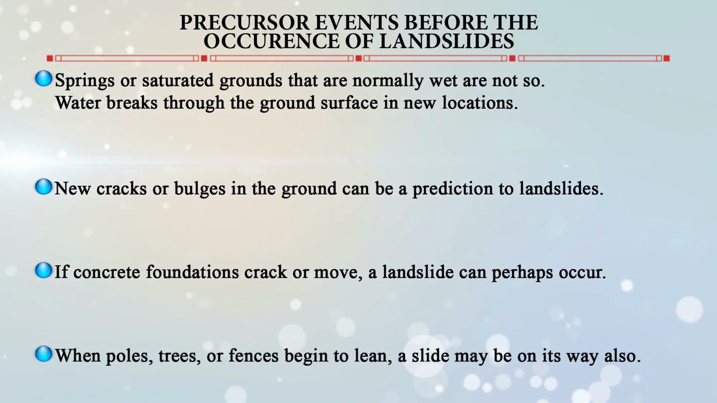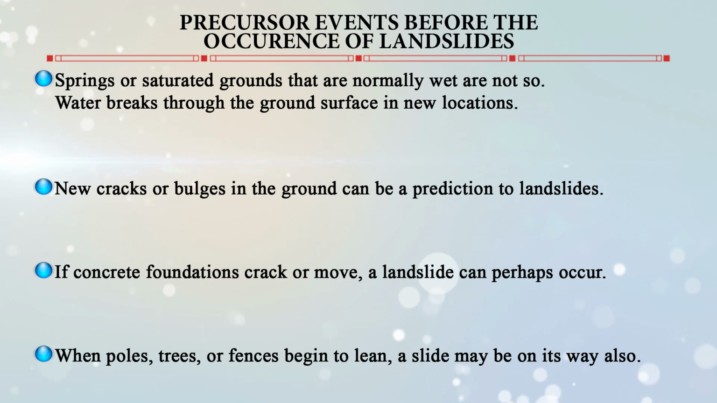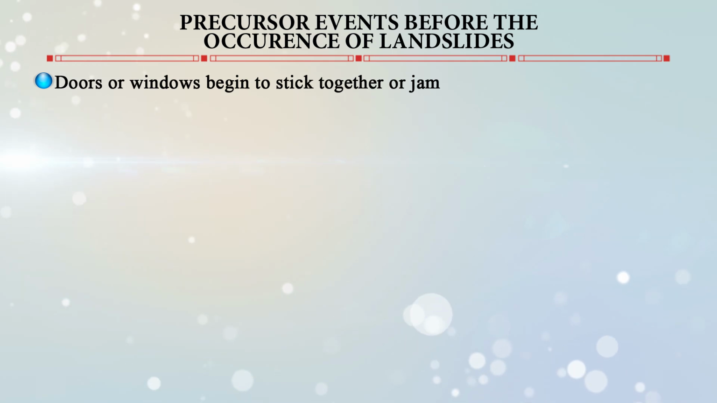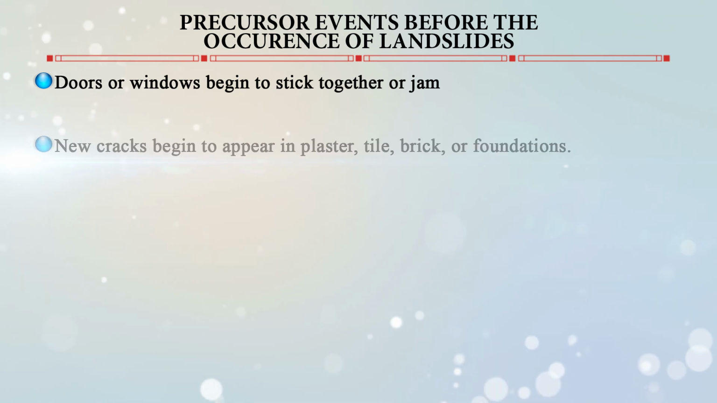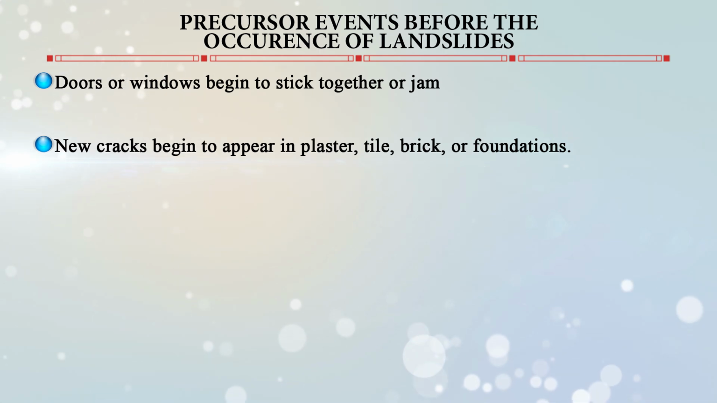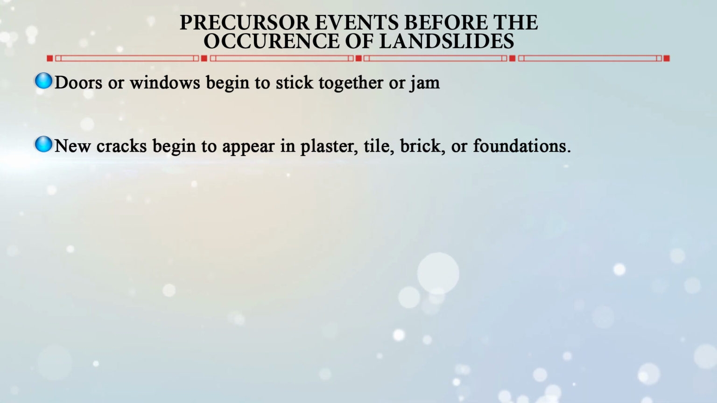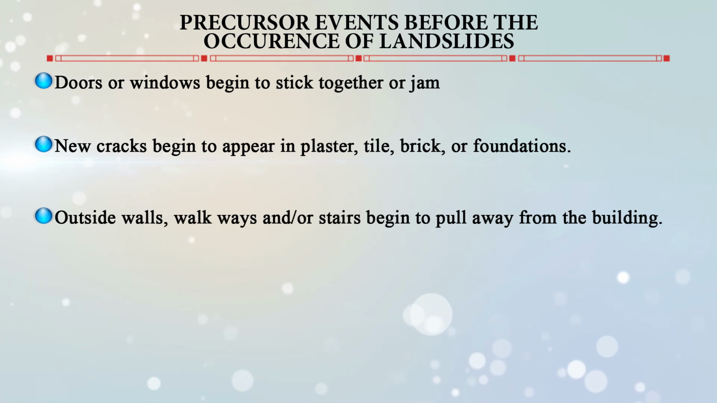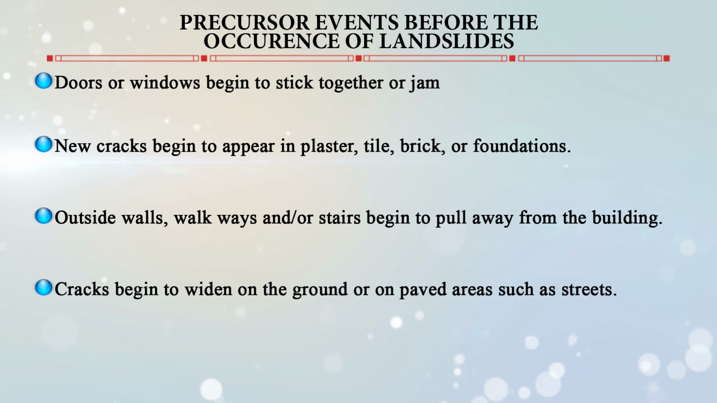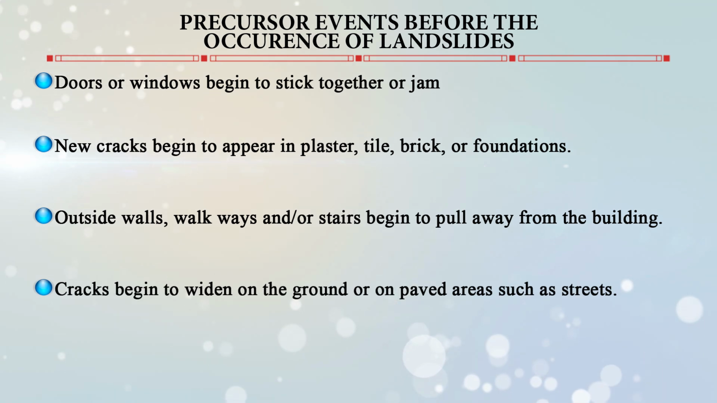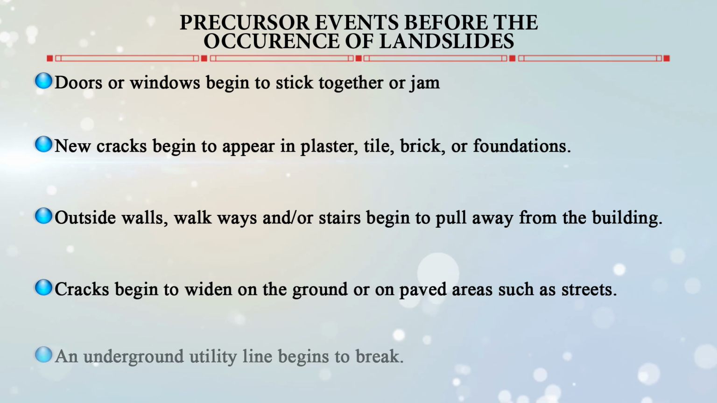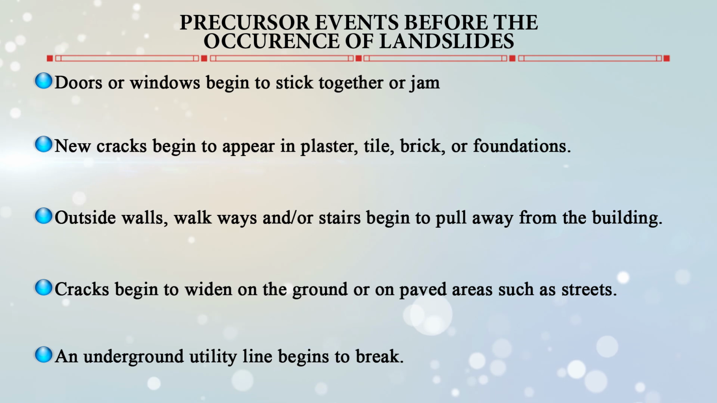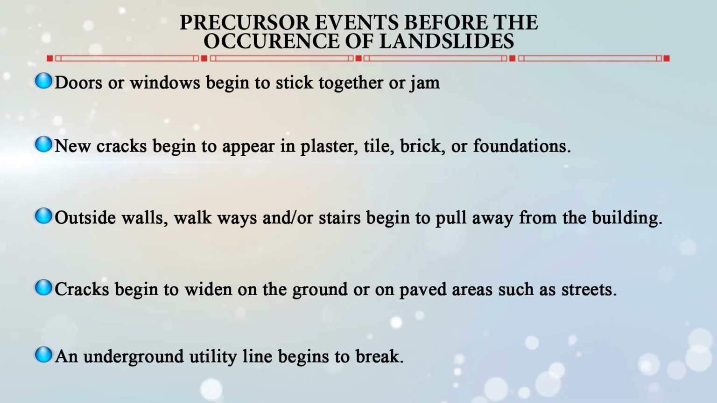When poles, trees, or fences begin to lean, a slide may be on its way. Doors or windows begin to stick together or jam. New cracks begin to appear in plaster, tile, brick, or foundations. Outside walls, walkways, or stairs begin to pull away from the building. Cracks can begin to widen on the ground or paved areas such as streets. An underground utility line begins to break. These are the signals that something is occurring for the landslide.